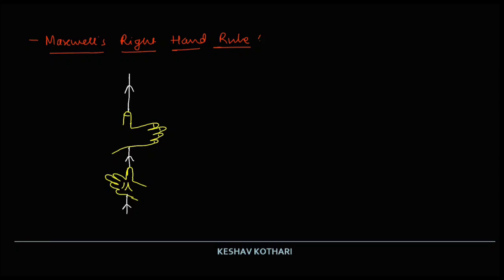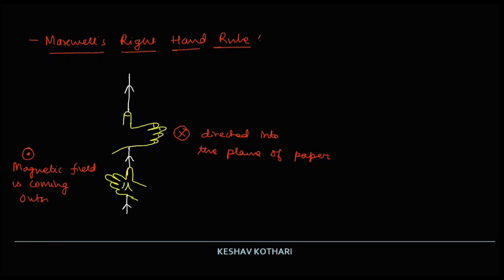So I say that the magnetic field on this side is directed into the plane of paper, and on this side the magnetic field is coming outside the plane of paper.